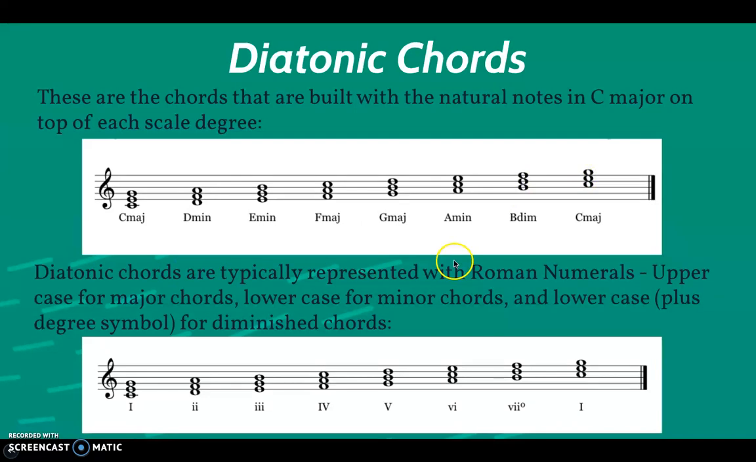Diatonic chords are also represented with Roman numerals. We use an uppercase Roman numeral for the major chords, a lowercase for the minor chords, and a lowercase plus a little degree symbol for the diminished chords.